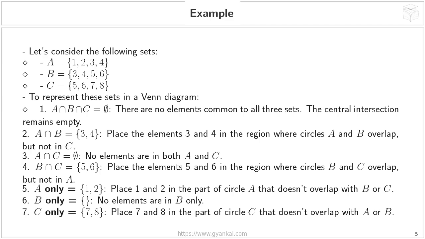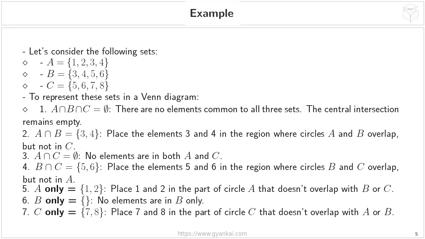Finally, let's find the elements that are only in C. Looking at set C, we have 5, 6, 7, and 8. We've already placed 5 and 6 in the B intersection C region, leaving us with 7 and 8. These are the elements that belong to C only, so we place them in the part of the C circle that doesn't overlap with A or B.